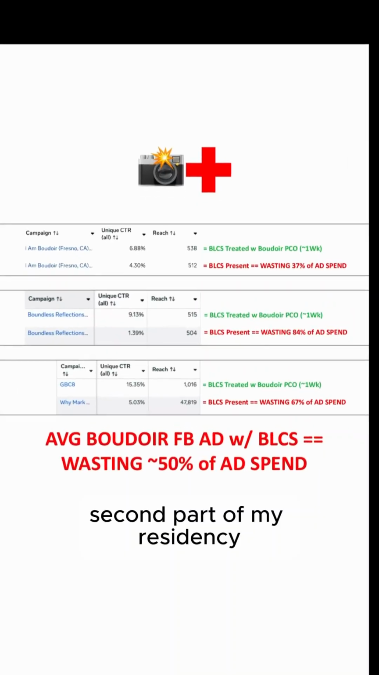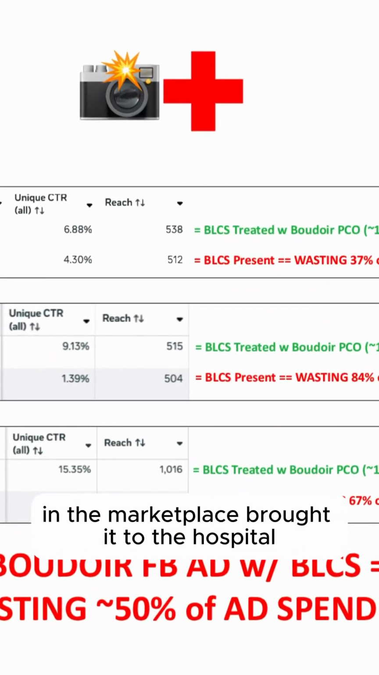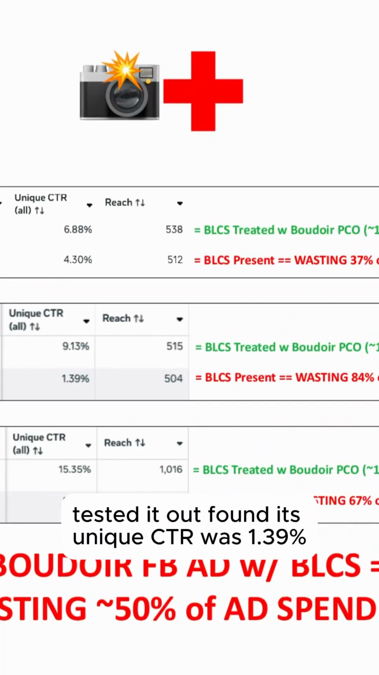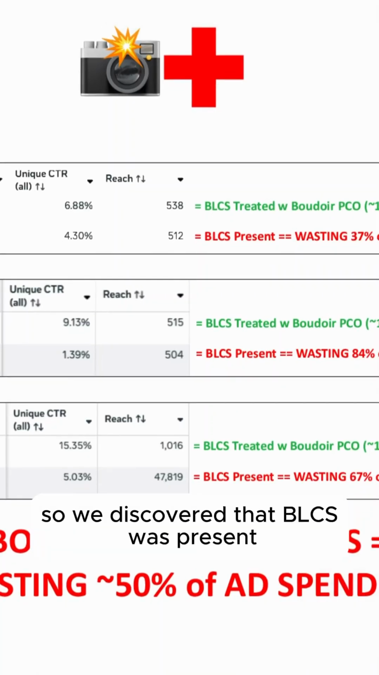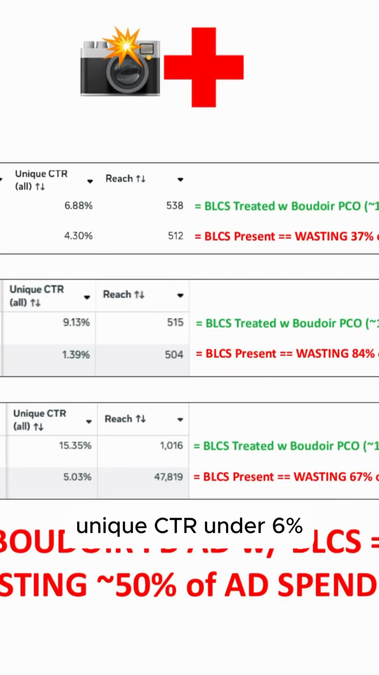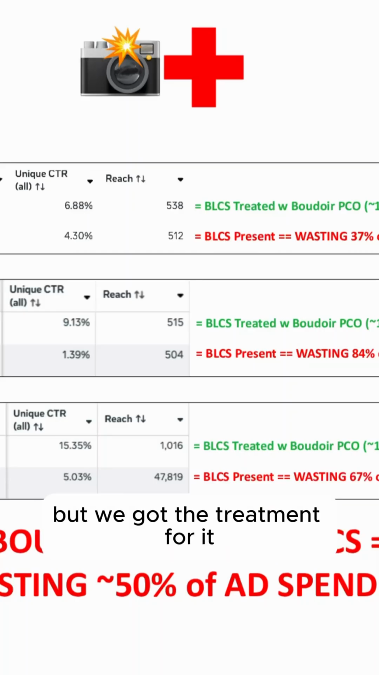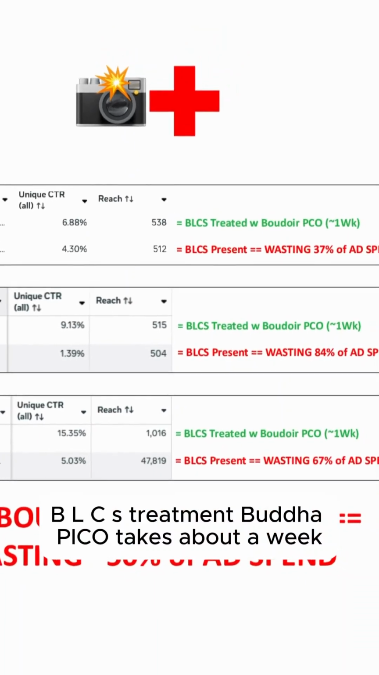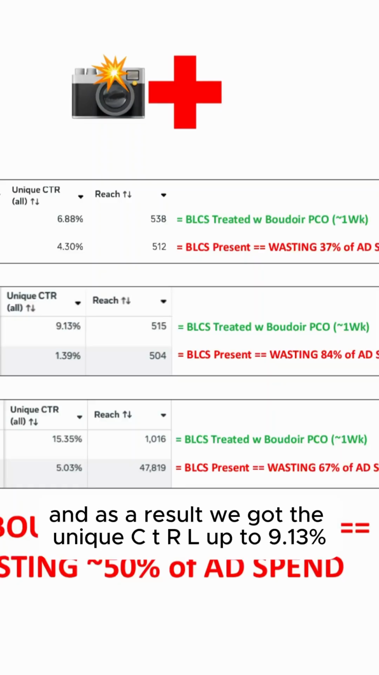All right, second part of my residency. We found another Boudoir Facebook ad out there in the marketplace, brought it to the hospital, tested it out, and found its unique CTR all was 1.39%. So we discovered that BLCS was present. Unique CTR all under 6% is BLCS, Boudoir low click syndrome, but we got the treatment for it. BLCS treatment with Boudoir Pico takes about a week. And as a result, we got the unique CTR all up to 9.13%.